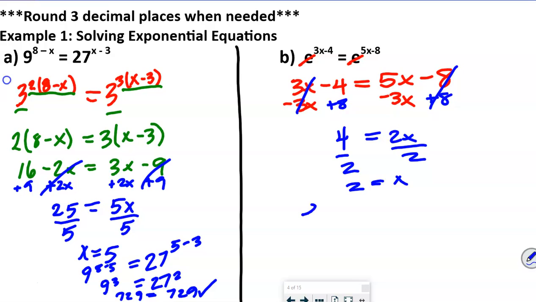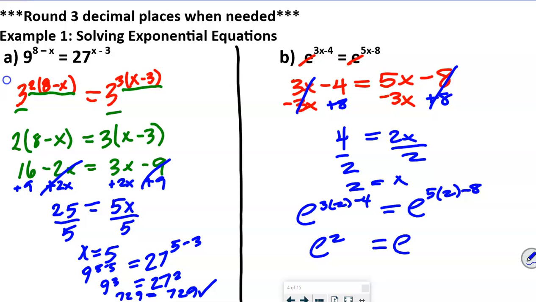So here again we got e to the 3 times 2 minus 4. So that's going to be e to the 6 minus 4. That's e to the second. And we want to know, is that equal to e to the 5 times 2 minus 8? So that's 10 minus 8, which is also e to the second. So here again, the answer checks out.